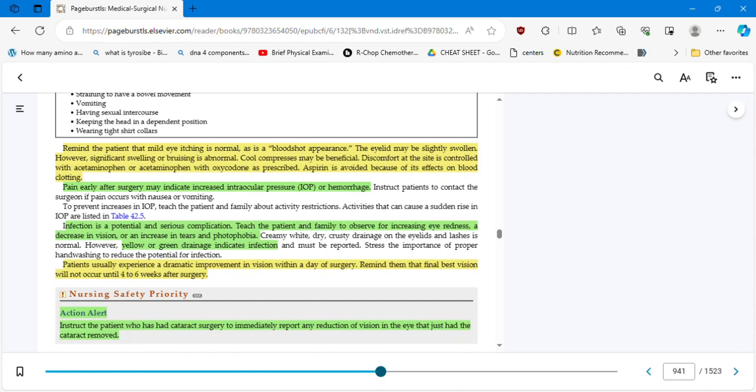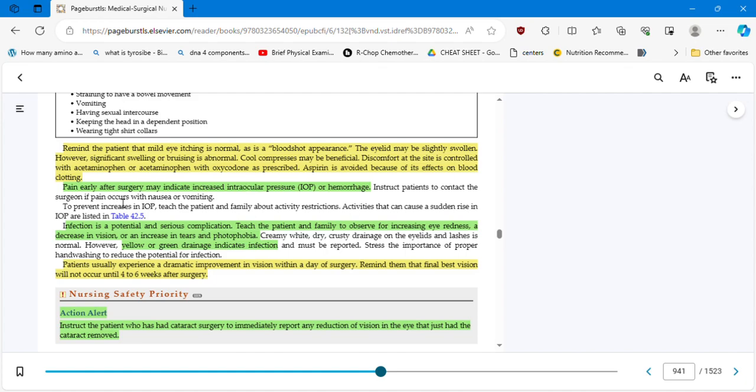Remind the patient that mild eye itching is normal, as is a bloodshot appearance. The eyelid may be slightly swollen, however, significant swelling or bruising is abnormal. Cool compresses may be beneficial. Discomfort at the site is controlled with acetaminophen, which is your Tylenol, or Tylenol with oxycodone. Aspirin is avoided because it could affect the blood clotting process.